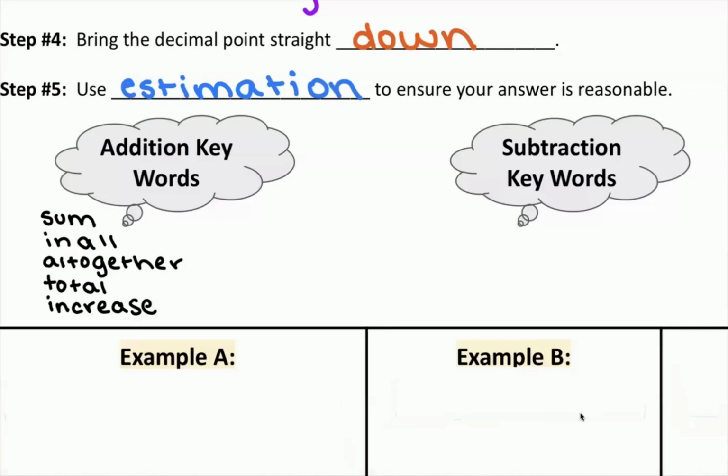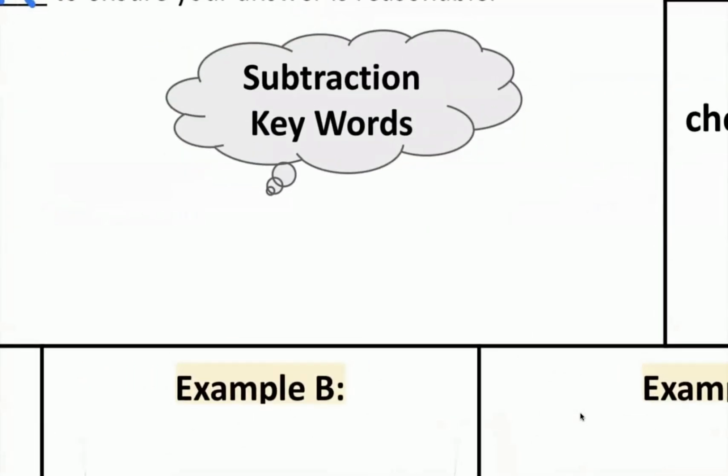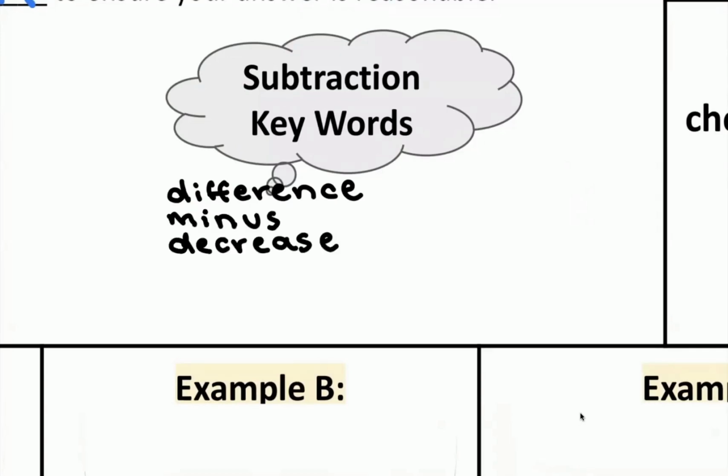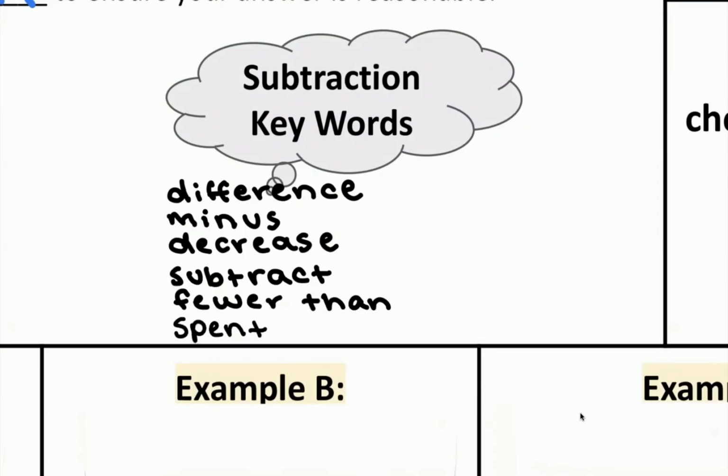Let's zoom in on some subtraction keywords. And remember, you can always pause the video if you need more time. Difference is a huge keyword for subtraction. What's the difference between two numbers? Minus, decrease, subtract, and fewer than. And then lastly, spent. And similarly, these aren't the only keywords, but here are some of them.